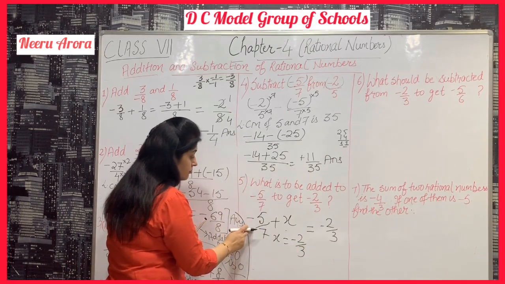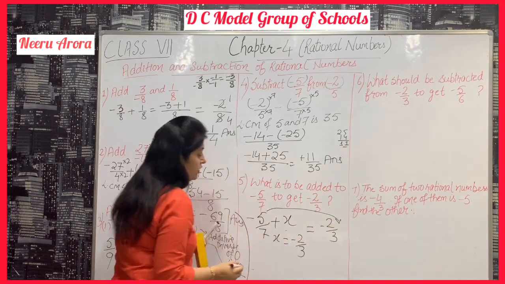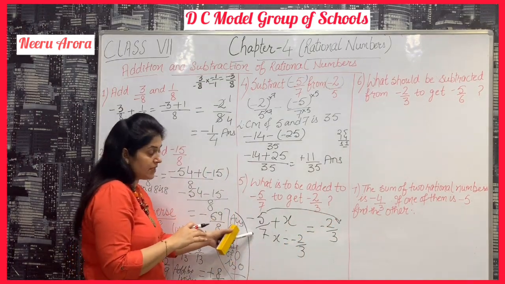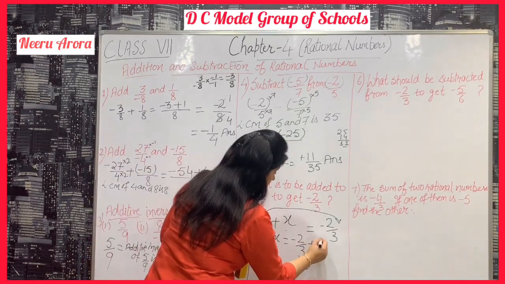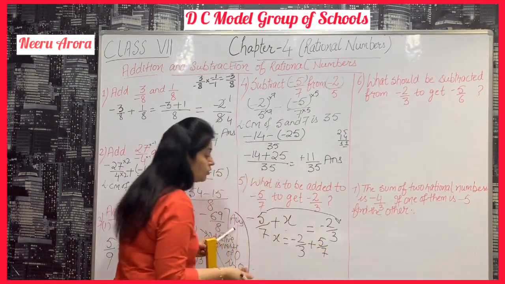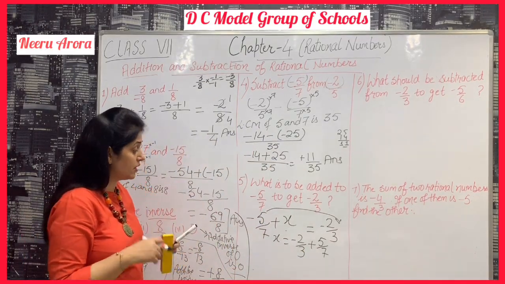So this term minus 5 by 7 moves to the right hand side. We transpose this left hand side term to the right hand side. So here it is negative, it becomes positive. When we transpose, we know that the sign changes. If it is minus, it becomes plus. If it is plus, it becomes minus.